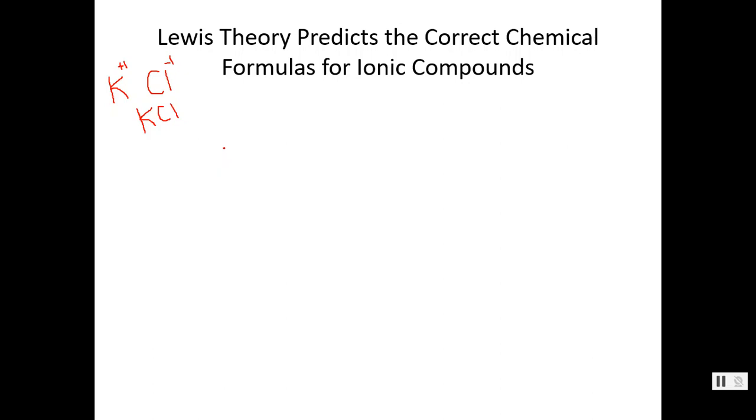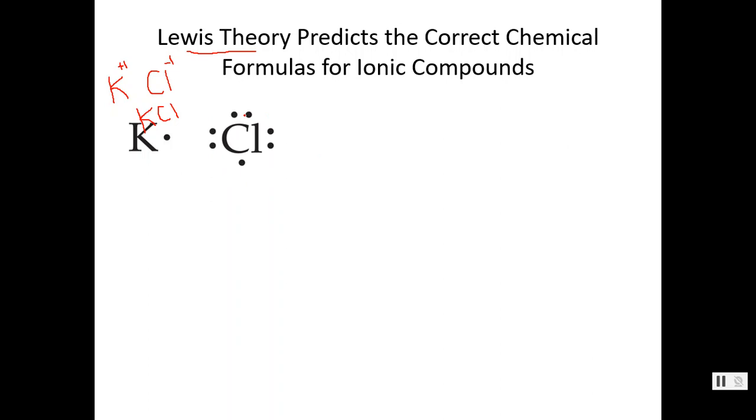But we can also use Lewis dot structure theory, along with the octet rule that was introduced in a previous video, to correctly predict this chemical formula of KCl and other ionic compounds. If I was to ask you what the Lewis dot structure for an individual potassium atom and an individual chlorine atom was, you should be able to tell me. Potassium is in group 1, so it has 1 valence electron. Chlorine's in group 7, so it has 7 valence electrons.